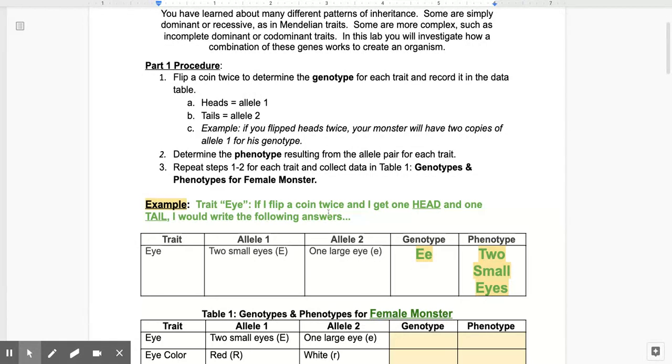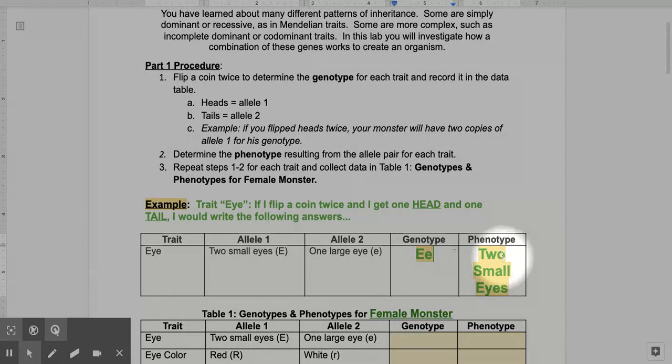So if I flip a coin twice and get one heads, I would write capital E. And then I get one tail, that would be lowercase e. This would give the genotype capital E, lowercase e, and that would indicate two small eyes. How do I know that? Because there's at least one of these capital alleles.